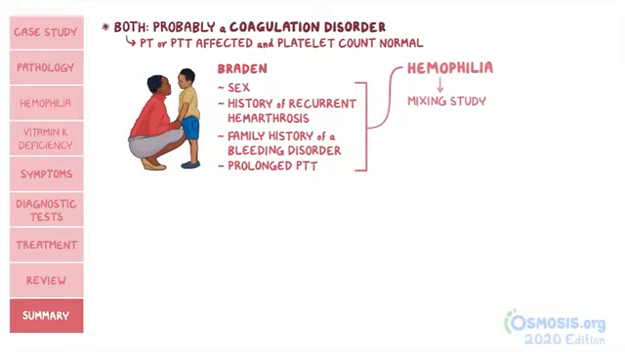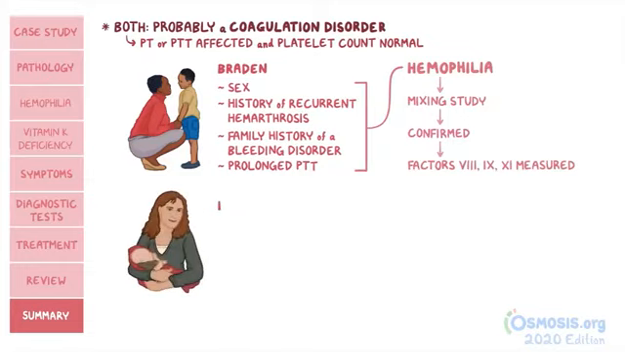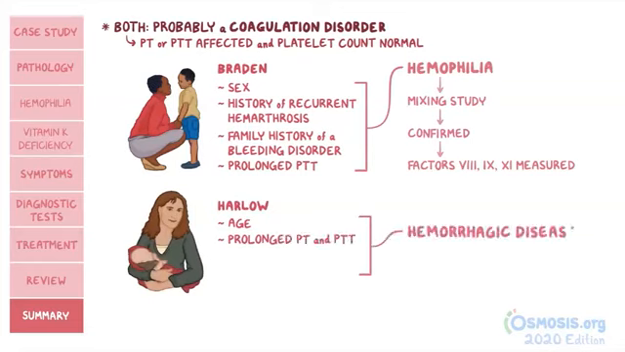A mixing study must be done to distinguish a true factor deficiency from the presence of a factor inhibitor. If hemophilia is confirmed, specific factor 8, 9, and 11 levels will be measured to determine the missing factor. Meanwhile, Harlow, due to her age and prolonged PT and PTT, probably has hemorrhagic disease of the newborn. This makes sense because she did not receive vitamin K after birth.